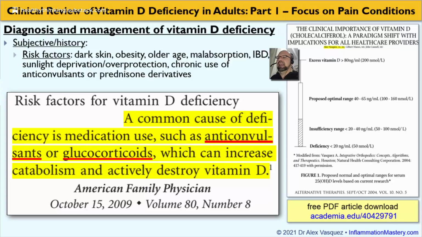So anticonvulsants and prednisone derivatives upregulate the so-called detoxification pathways in the liver, and that actually promotes the excretion of vitamin D and its downstream metabolites. So those drugs directly contribute to vitamin D deficiency. Obviously, for those of you who are aware of vitamin D, you know that that's somewhat paradoxical or ironic, because a consequence of vitamin D deficiency is more inflammation and also seizures. We'll talk about that in just a moment. So the irony is that the medical treatment of those conditions actually can perpetuate vitamin D deficiency, which perpetuates those conditions.